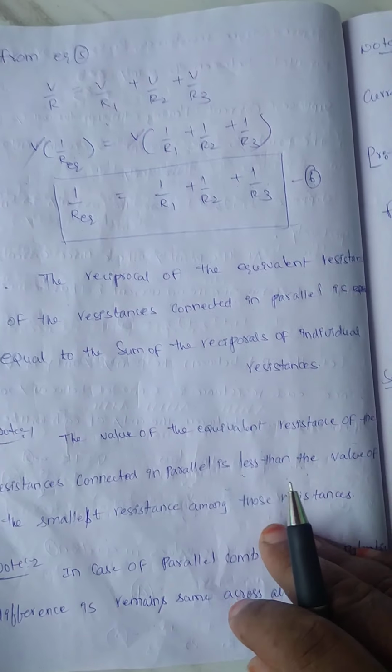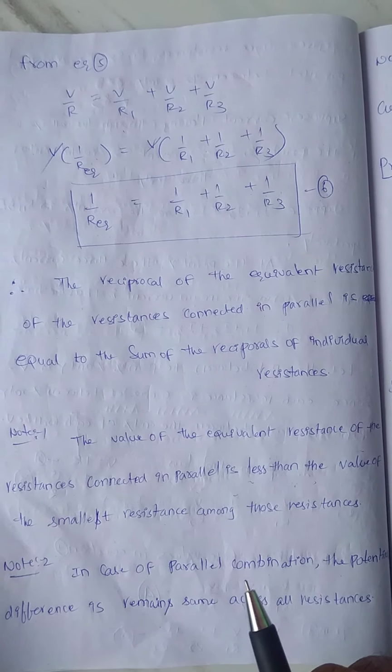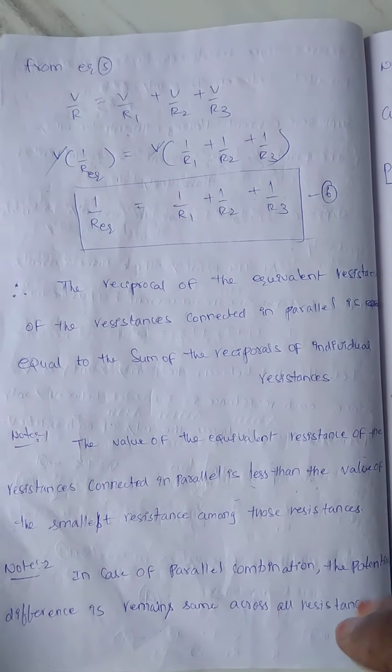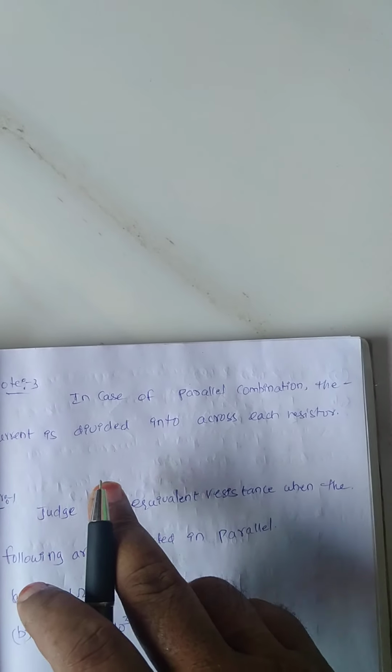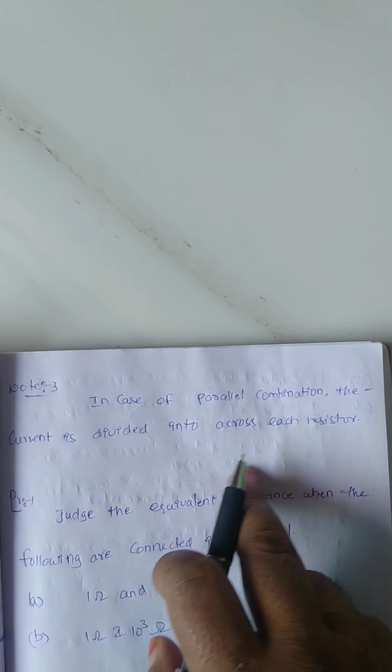In case of parallel combination, the potential difference remains the same across all resistances. Third point: in case of parallel combination, the current is divided across each resistor. Potential difference is the same, but current is divided across each resistor.